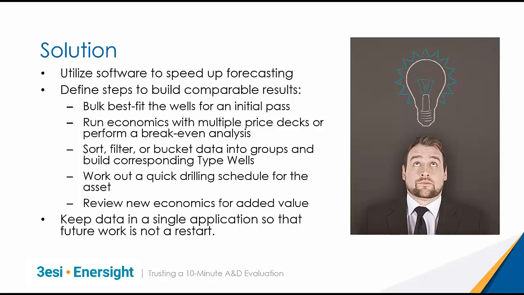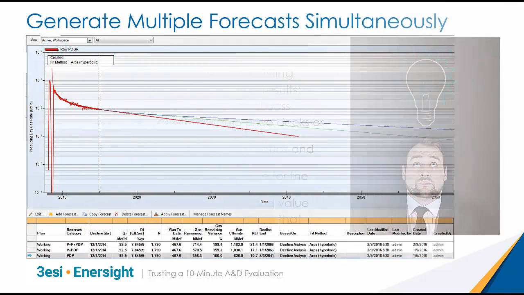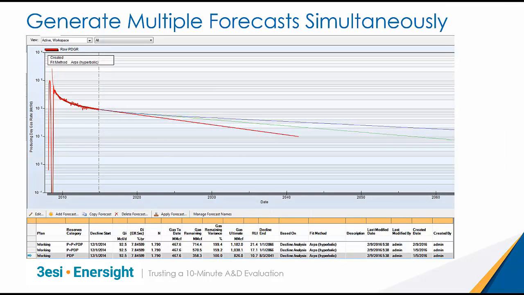So what does this look like? I've got some screenshots. I wasn't going to go into a demo of the application, but running multiple forecasts at once is important. I can set up parameters to say I need to know a low, mid, and high side. Show me what that looks like so that I can make a decision on which forecast I want to run with.